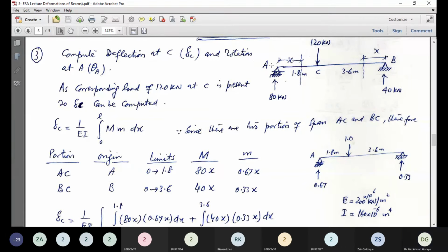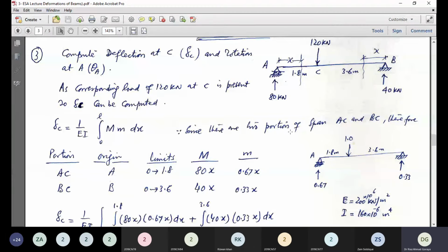So portion AC. Now for portion AC, the span is 1.8, varying from 0 to 1.8. This will be called its limit. From where it has to be measured, that will be called its origin. So it is convenient to consider A as origin and its limits are 0 to 1.8.